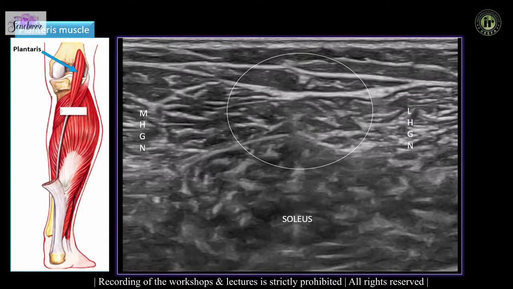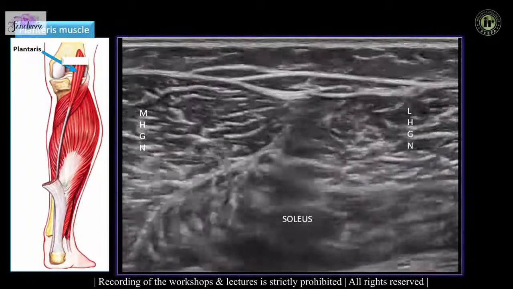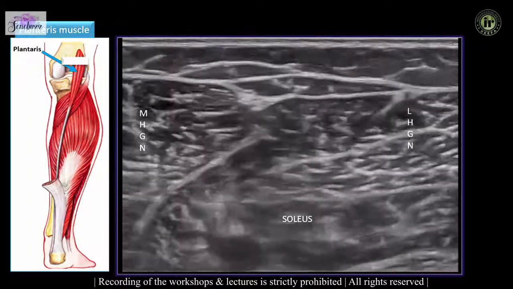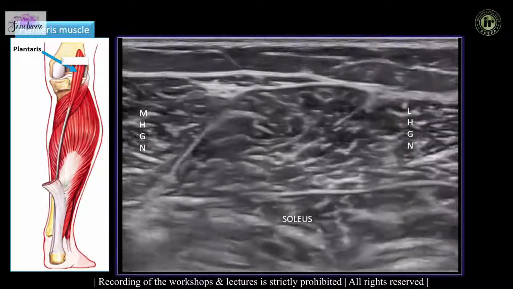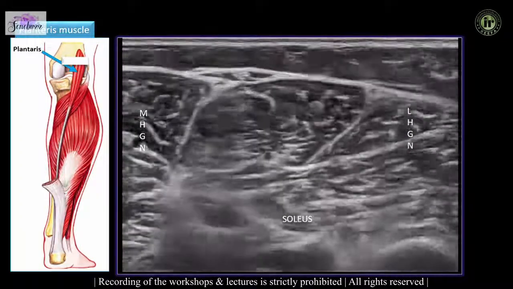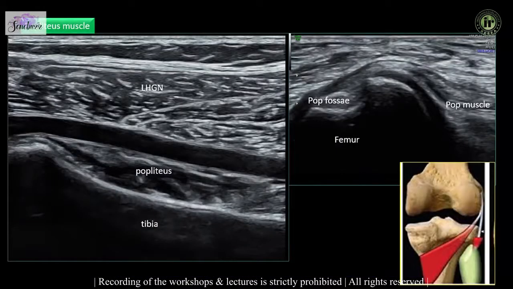Plantaris muscle can be identified in the short axis view, appearing between the two heads of gastrocnemius as a triangular muscle belly, and it becomes more prominent as it moves upwards to its insertion site into the supracondylar ridge of femur. Popliteus muscle forms the base of the popliteal fossa, and it can be identified underlying the popliteal vessels in long axis, and also we can demonstrate its insertion into the popliteal fossa.